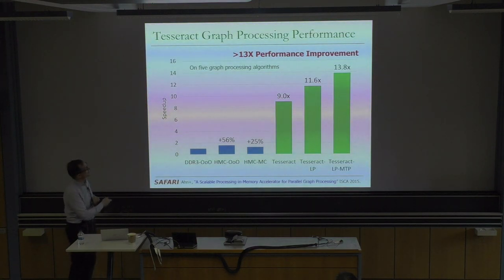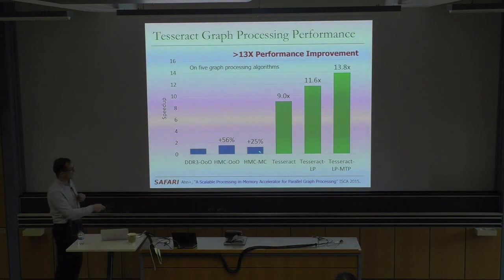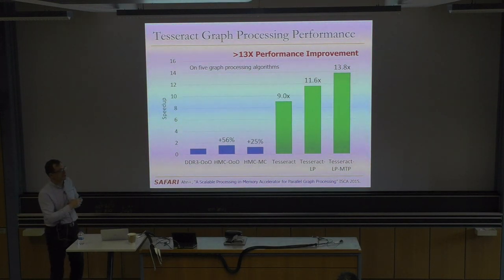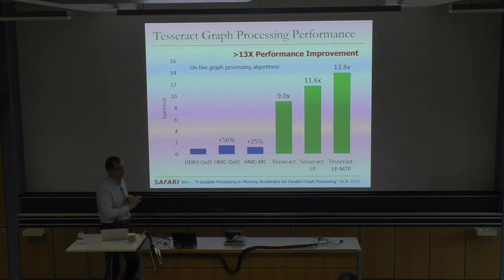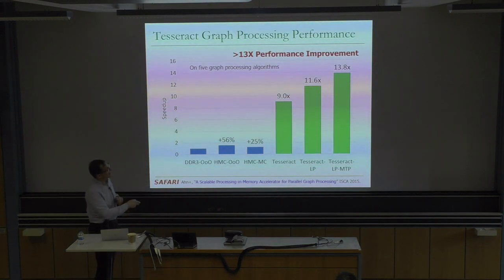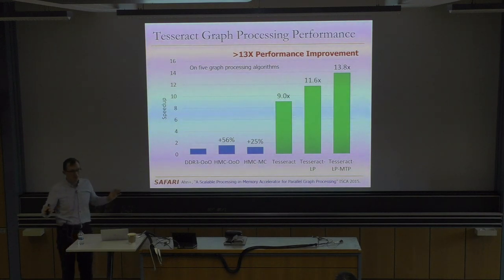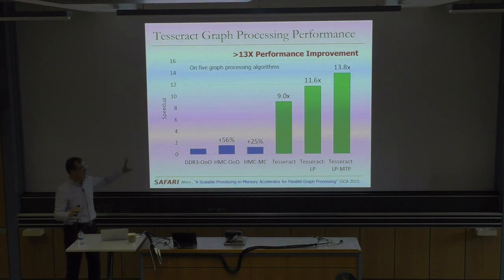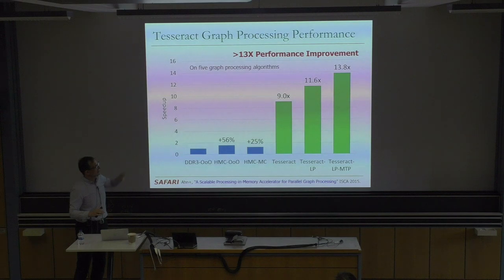Okay, but basically if you simulate the system, you find out that you get significant performance improvements. These are the state-of-the-art systems that are buildable at that time. Tesseract without prefetching buys you about 9x compared to the most common system. And with prefetching, you buy even more performance. This is the average across 5 graph processing algorithms. So this is a lot of performance improvement, actually. I don't think this is the best performance improvement that you get. This is end-to-end application performance. It turns out, actually, if you optimize the system, you can get more.